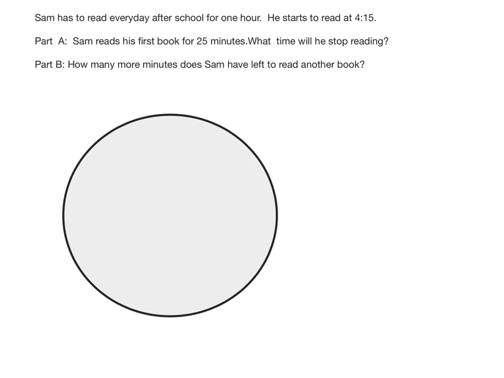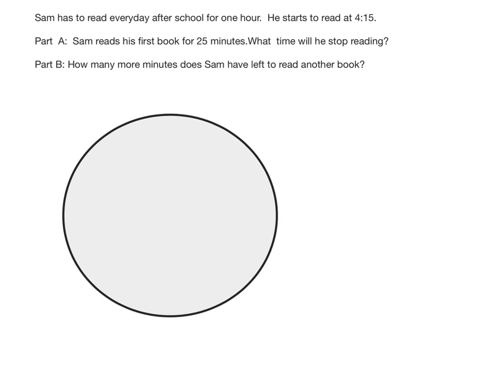It says, Sam has to read every day after school for 1 hour. He starts to read at 4:15. Part A. Sam reads his first book for 25 minutes. What time will he stop reading? Part B. How many more minutes does Sam have left to read another book? All right, so this is going to be a 2-step, and we're going to solve part A first, and then we'll be able to solve part B.